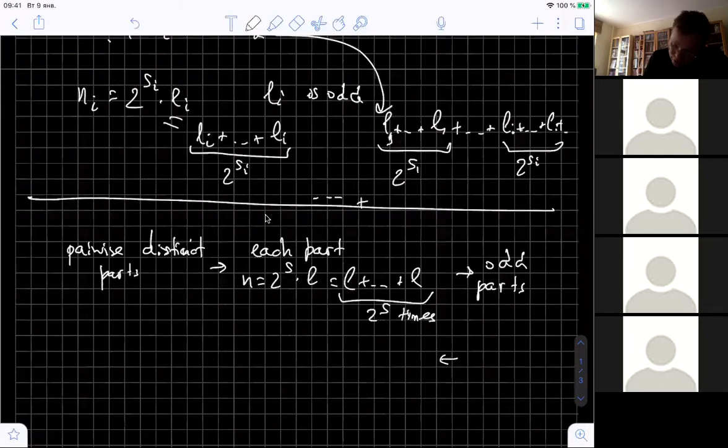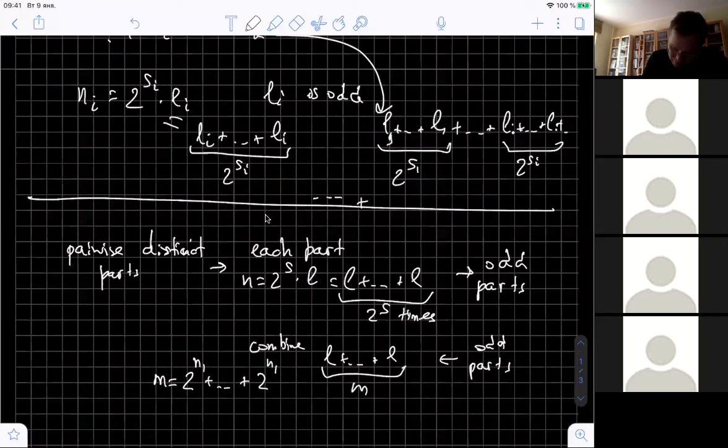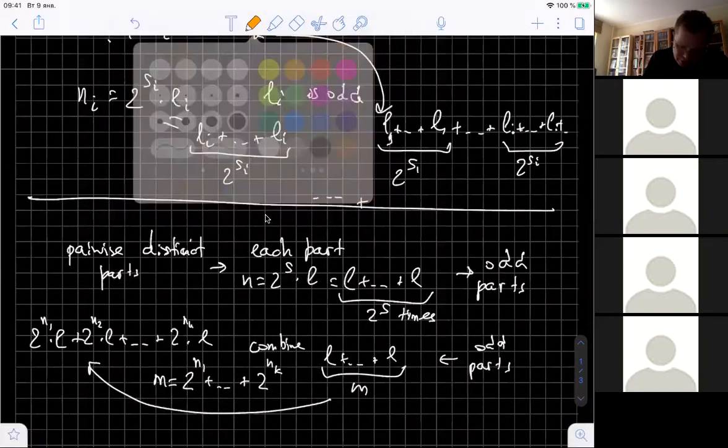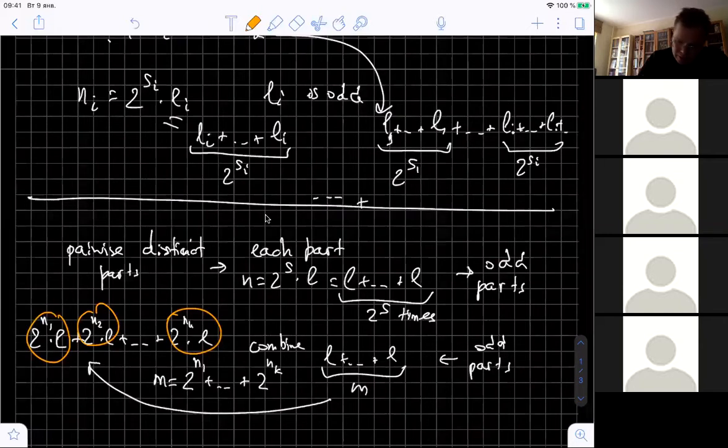And if I want to start with the odd parts, I will combine all the odd parts into some number m. Then I will express this number m as a sum of powers of 2, and then I will have sums like 2 to the power n1 times L plus 2 to the power n2 times L, and so on. And so all these parts will be pairwise distinct. And you can easily prove that these maps are inverse to each other. So this will be a one-to-one correspondence.